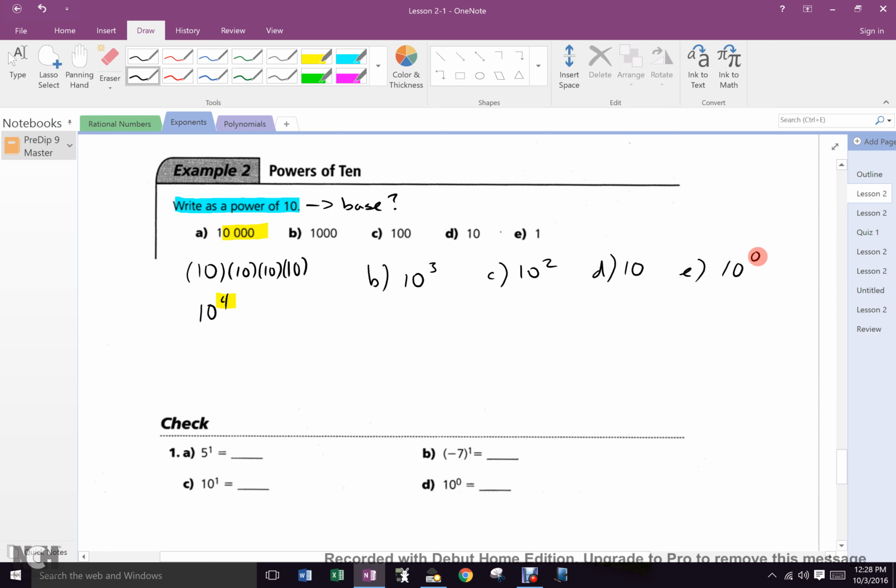10 to the 0, because that 0 makes it a 1. What if it was 7 trillion to the 0? 1. What if it was 0.000000000000000000000000000000000000000000000000000000000000000000000000000000000000000000000000000000000000000000000000000000000000000000000000000000000000000000000000000000000000000000000000000000000000000000000000000000000000000000000000000000000 to the 0?